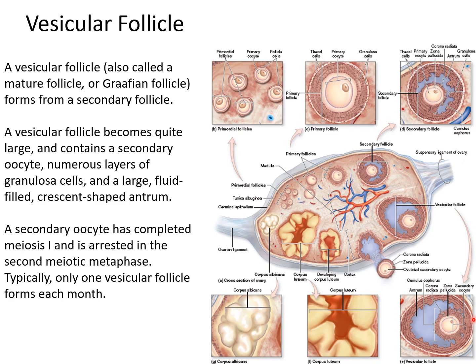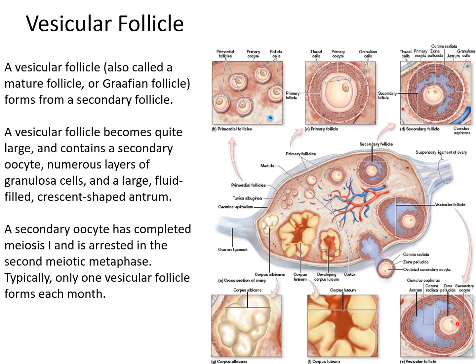So you've got your secondary oocyte here in the vesicular follicle. It's got a bunch of granulosa cells, and then a very large fluid-filled antrum. That's how you can tell the vesicular follicle, because it's got the largest fluid-filled area, the antrum. And then again, your secondary oocyte is over here towards one side of the follicle.